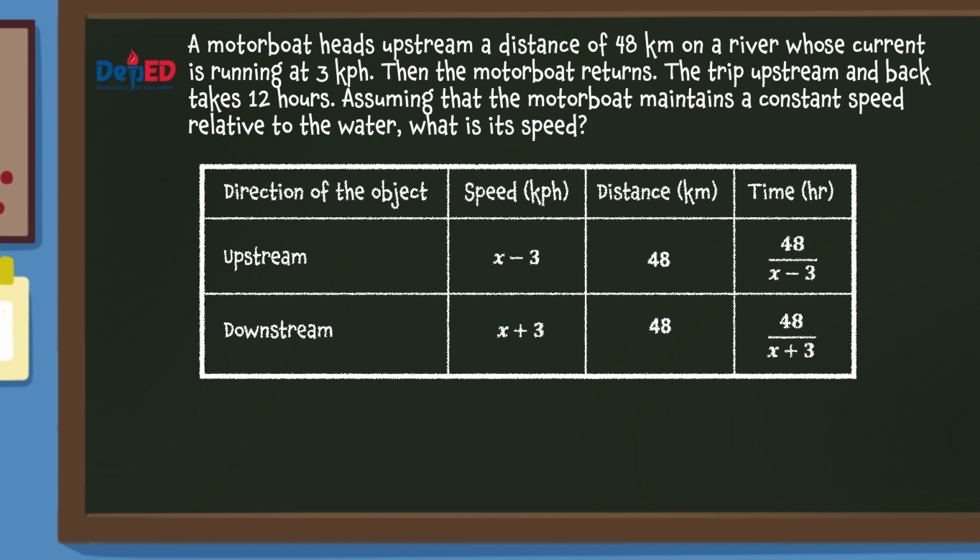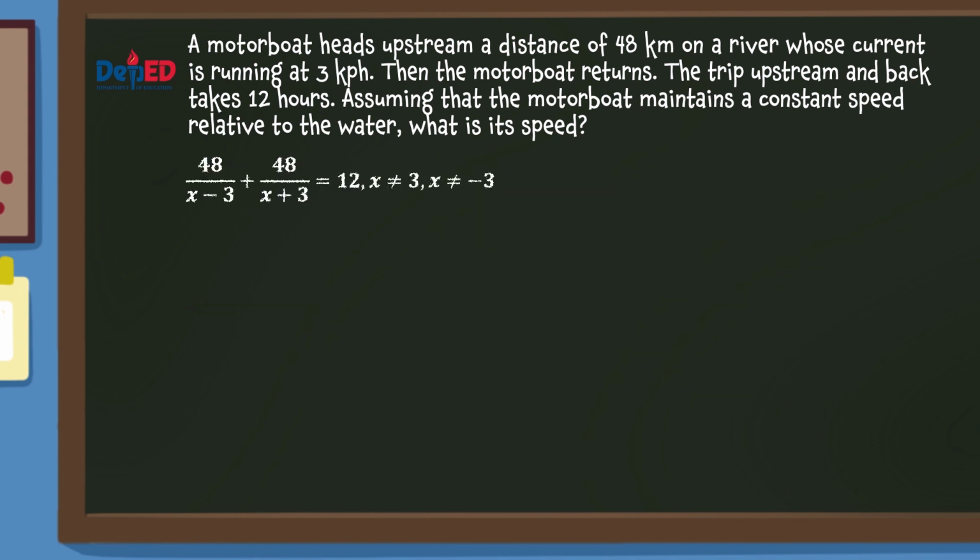As stated in the problem, the trip upstream and back takes 12 hours. We must write then this equation: 48 over x minus 3 plus 48 over x plus 3 equals 12, where the excluded values of x are 3 and negative 3. We now identify the LCD, the first step in transforming a rational algebraic equation into a quadratic equation. The LCD of the expressions is the product of the denominators since they are both prime.